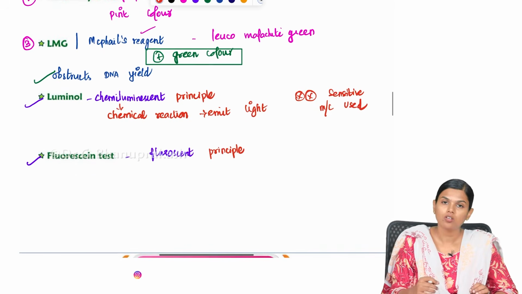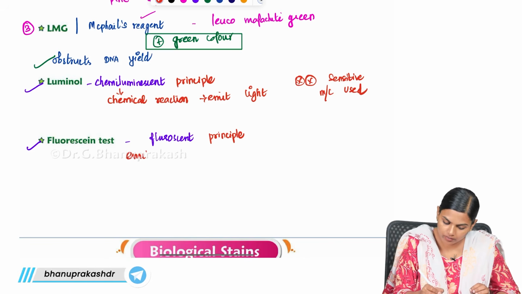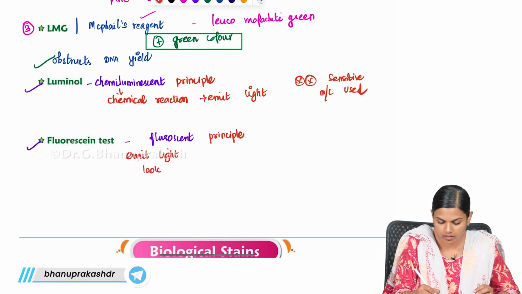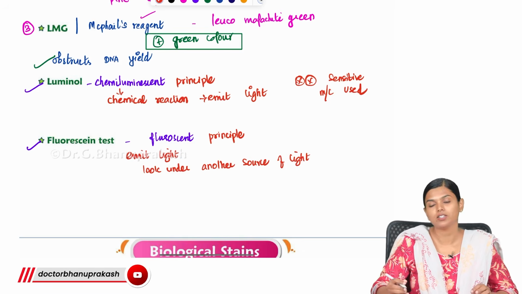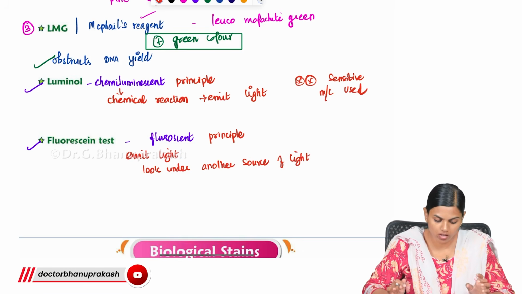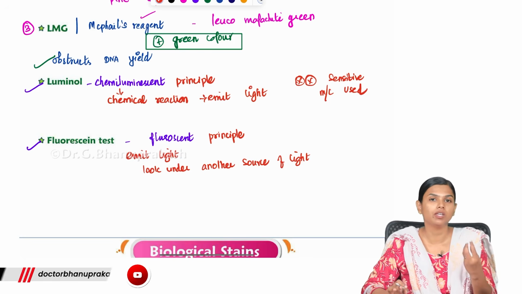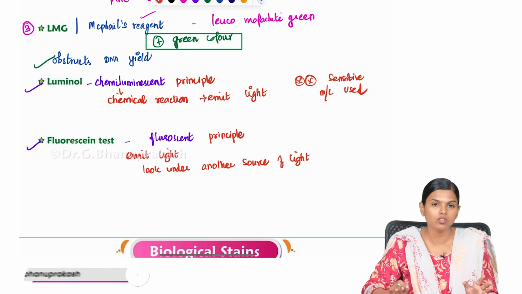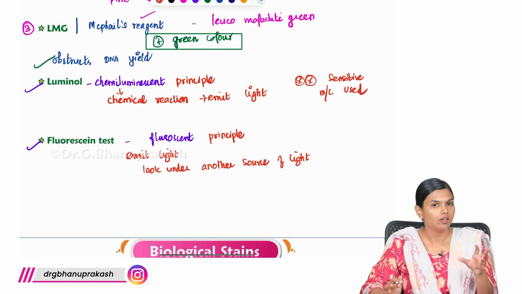Next, what you have is fluorescent test. This fluorescent test will emit light, like it will become fluorescent, and you have to look under another source of light, like infrared, some other light wave you have to use to visualize this. Most commonly used is luminol, which uses the principle of chemiluminescence. Because of chemical reaction, there will be emitting of light, and it is usually seen in dark conditions. So, most commonly used is luminol and the orthotolidine test. These are the principle of the presumptive test.